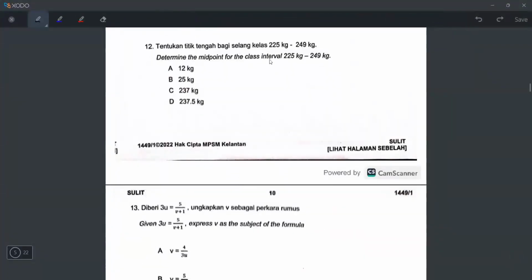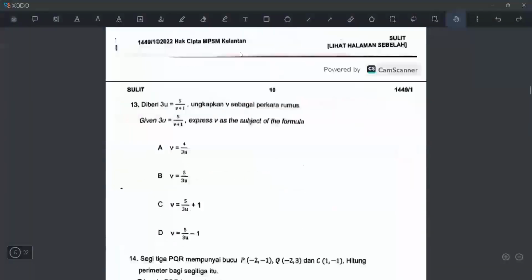Okay, number 12. Determine the midpoint. This is too easy. 225 plus 249 in brackets, divide by 2. Nothing much to explain. Midpoint is just taking two numbers, adding them together, and dividing by 2. 237. Let's not waste any time. It's very easy.